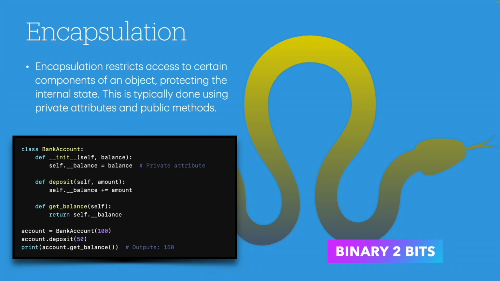So let's see the definition. Encapsulation restricts access to certain components of the object, protecting the internal state. Whatever the internal state is, we can protect it using encapsulation. This is typically done using private attributes and public methods. If we do not want to give outside access to private attributes, then we define them with a double underscore on the instance variable, and we can expose or manipulate that instance variable using an instance method.